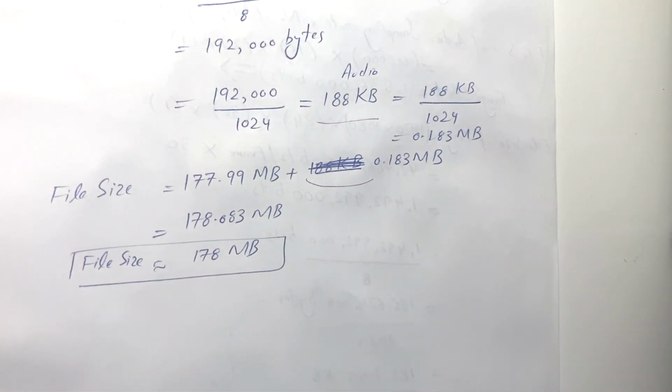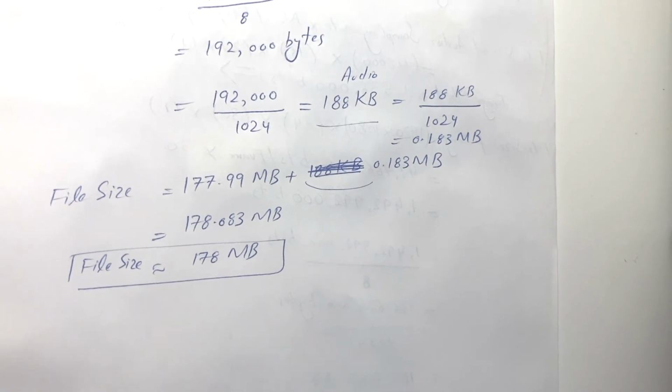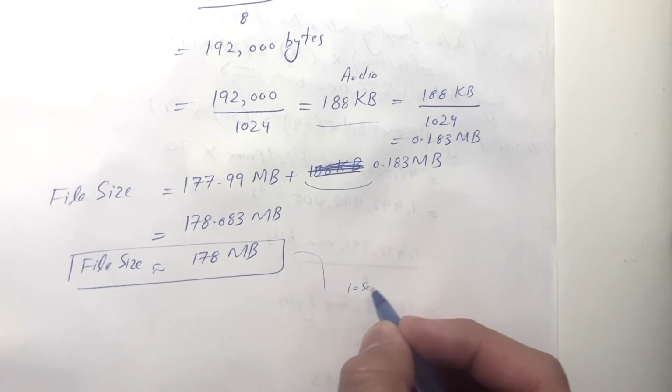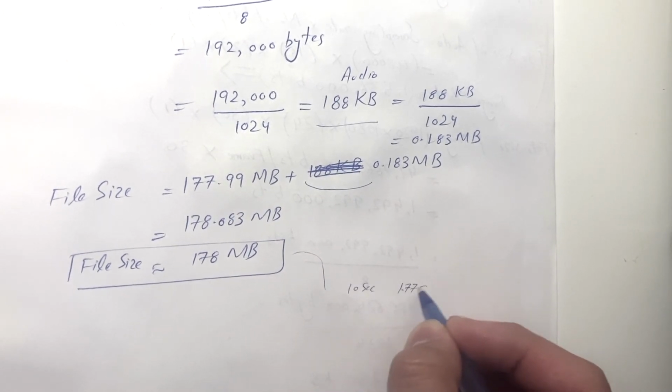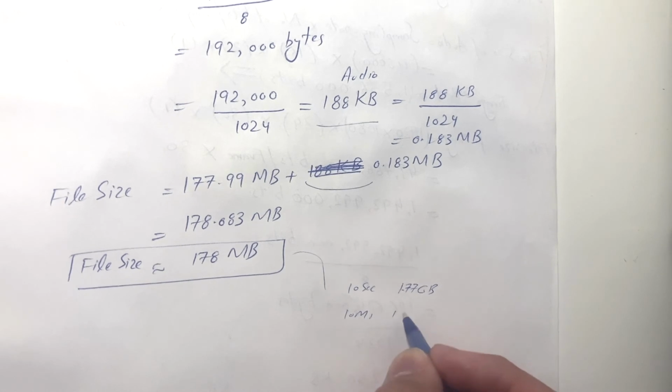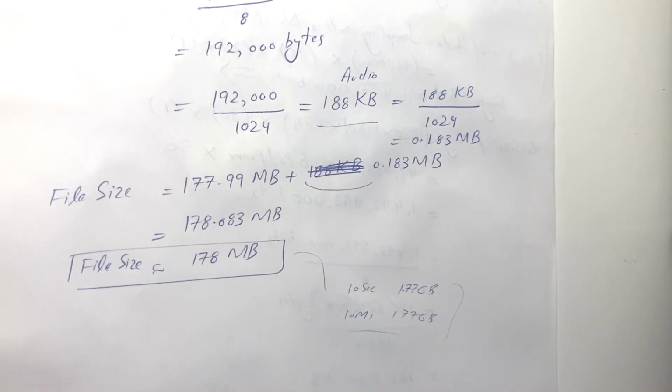And just imagine, if the length of the video is, let's say, 10 seconds, it's going to be 1.77 GB. If it would be 10 minutes, it's going to be 177 GB. Just imagine, this is basically crazy. For a 2-hour movie, it's going to be in terabytes, which is impractical.